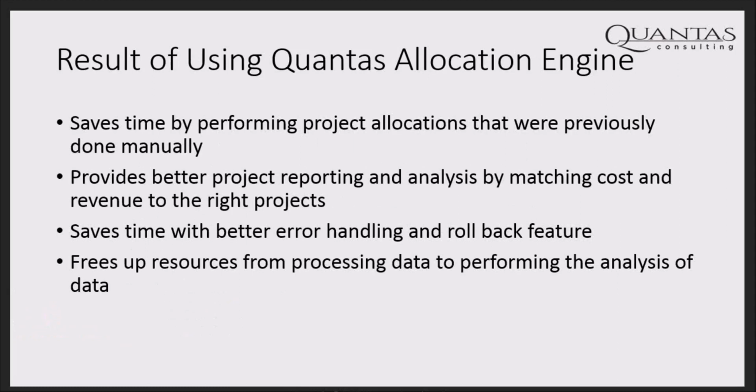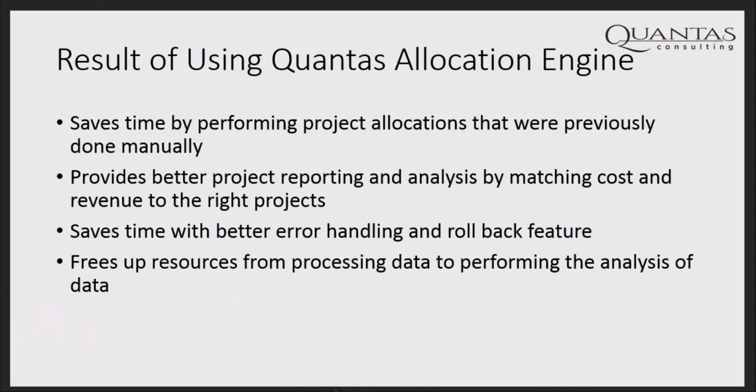So the result of using the Quantas allocation engine is it saves time by performing project allocations that were previously done manually. So if you're an organization that is performing your allocations manually, doing a lot of transferring of data on a monthly basis or weekly basis, then this tool might be right for you. Provides better project reporting and analysis by matching costs and revenue. It saves a lot of time with error handling.